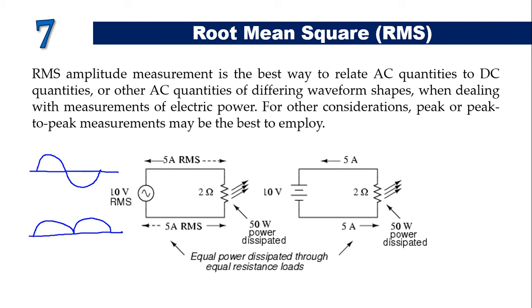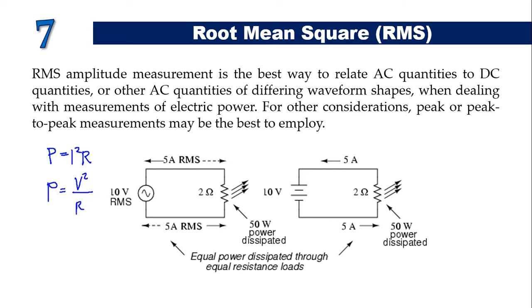So what does that mean? We know that power is equal to I squared R, and another one, power is equal to V squared over R. So we can still measure the amplitude of our waveform by using this relationship. This gives us what is called the root mean square, or RMS.